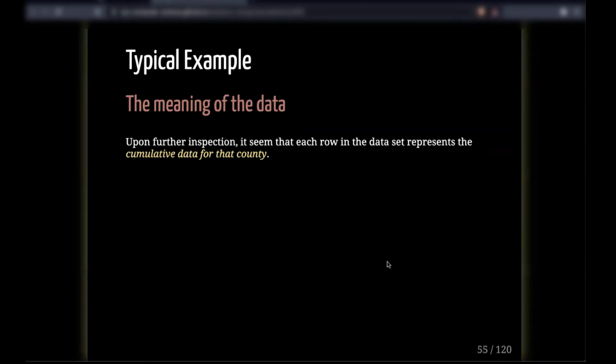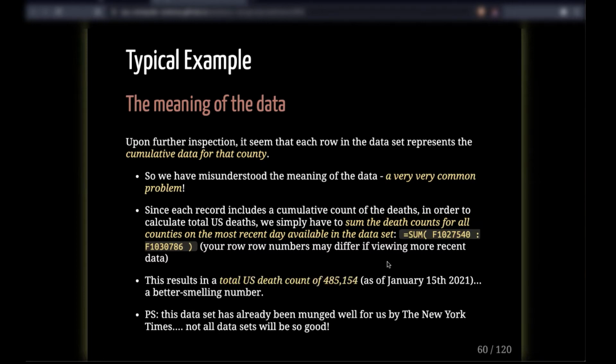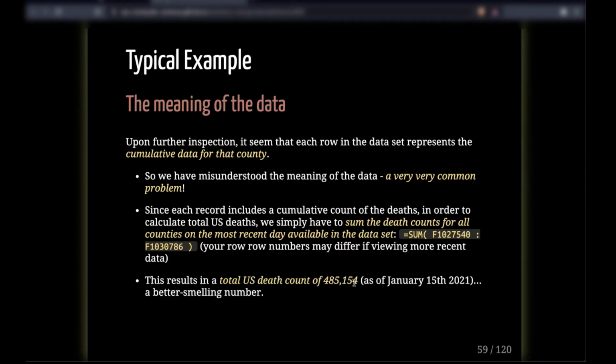We've done something wrong, correctly identified. We actually have cumulative data for each county. So we've just had to do the sum of all the counties just for yesterday, and we get the overall cumulative count for the US since the start of the pandemic. Okay, so that's a very common problem, right? The data is right. It's just that your understanding of the data has been a bit off. So I did this yesterday, and the number was a little bit smaller.